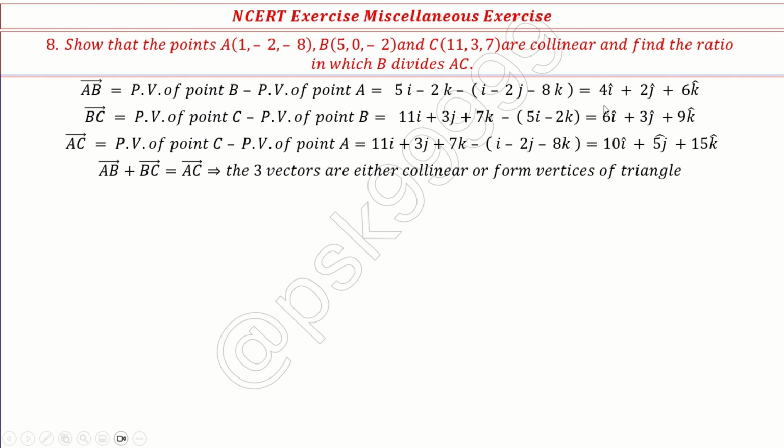You can see, right? AB plus BC equals AC. The three vectors are either collinear or form the vertices of a triangle. Only these two are possible.